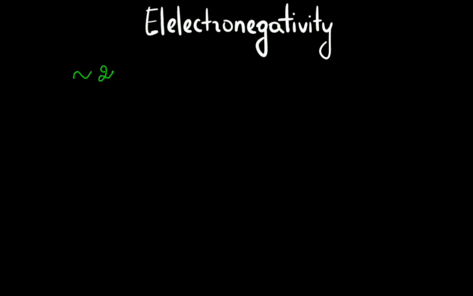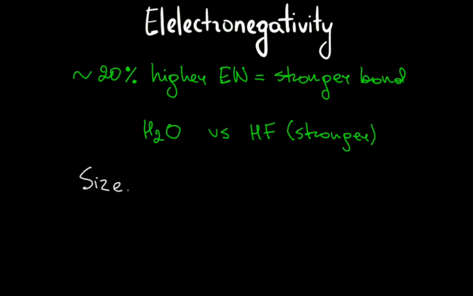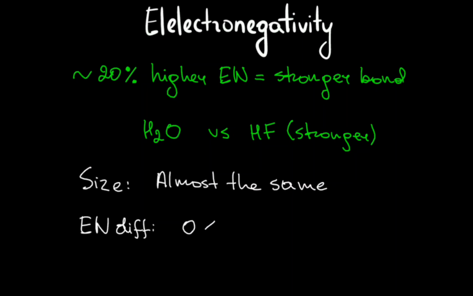Lastly, electronegativity, and it makes up around 20% of the bond strength. Electronegativity is an atom's ability to attract electrons. The higher the electronegativity difference, the higher the bond polarity, and thus the bond strength. For example, if we take H2O and HF, the HF bond will be stronger. The atom sizes are almost the same. However, fluorine is more electronegative than oxygen, which pulls the shared electrons more strongly towards itself, creating a very strong, short bond with hydrogen.